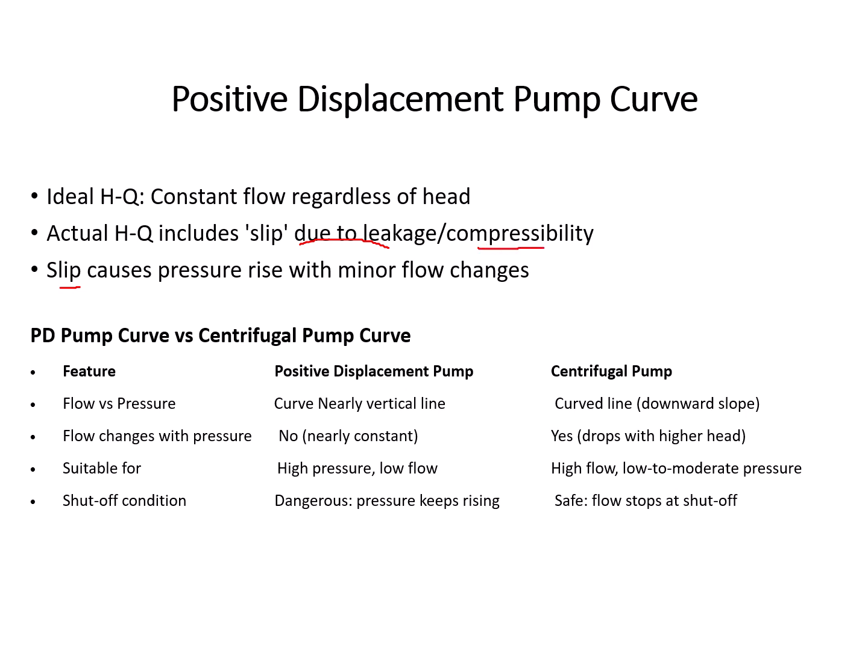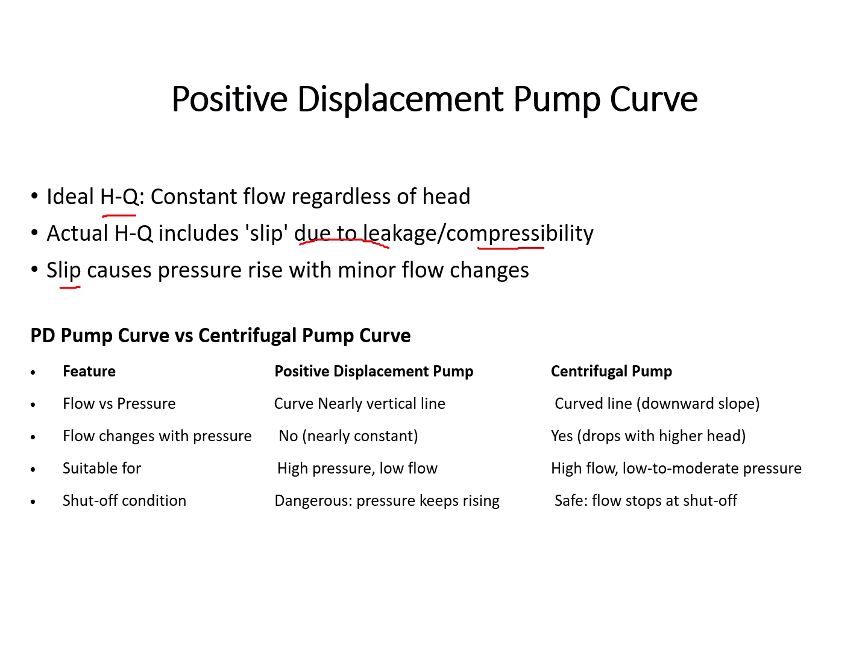So ideally, the head and flow relationship for a positive displacement pump is that the flow is always constant regardless of the head. If we make a quick comparison between the positive displacement pump and the centrifugal pump, we can understand this more.